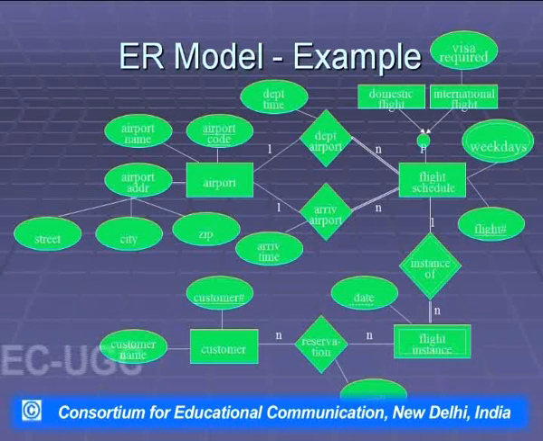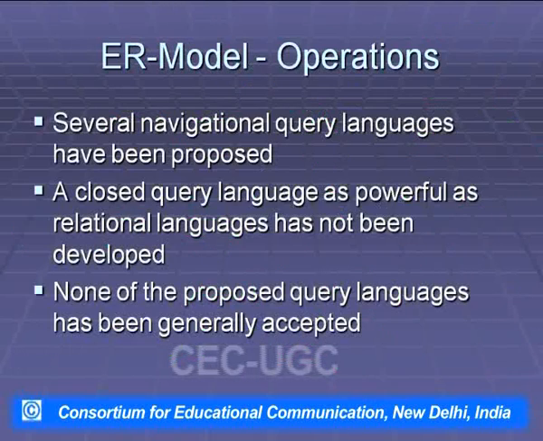Just see here: airport name, airport code, this airport is connected, this airport address, where city, street, zip code, and again here the departure airport, arrival airport, flight schedule. You can see the visa requirement, domestic flight, international flight, weekdays, and in this way you can create the ER diagram: flight instance, date, time, reservations, customer name, each and everything is connected in a proper manner. That is entity. This model has been discussed, how the relations are there.